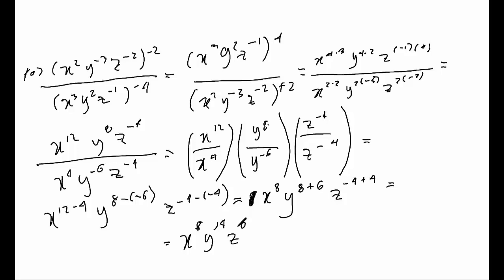And remember, anything to the 0 power is 1. So that means we have x to the 8, y to the 14, and then times 1, because anything to the 0 power is 1. So we just rewrite it: x to the 8th and y to the 14th. And now we are finished simplifying this really complicated expression into something that truly is rather simple.